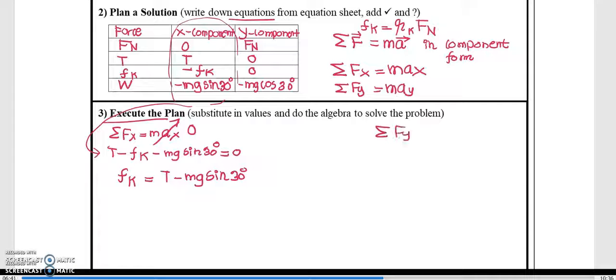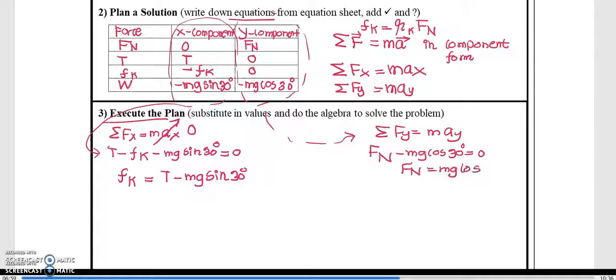And then I'm going to use Newton's second law in y direction. And I'm going to look at the chart and then identify all the components of forces acting along the y direction. Normal force minus mg cosine theta is equal to 0 because there's no acceleration in y direction. And if you solve for the normal force, you get normal force is equal to mg cosine of 30 degrees.